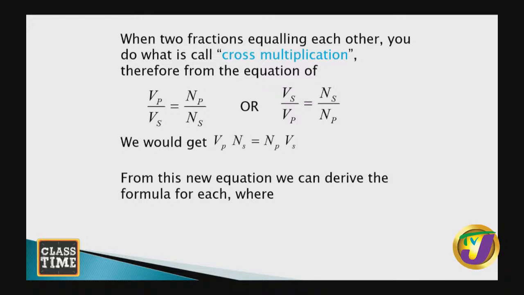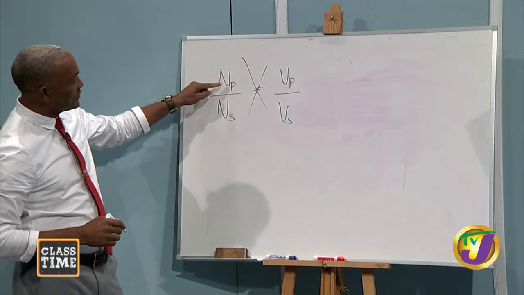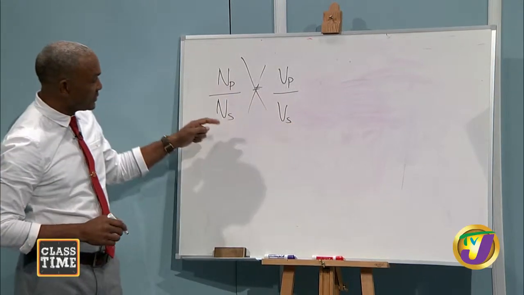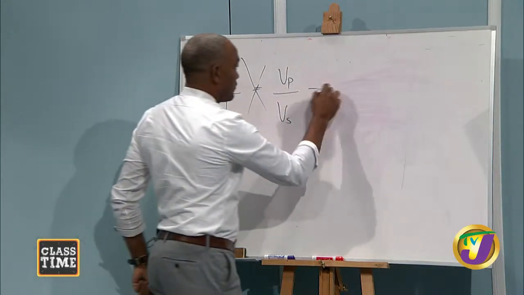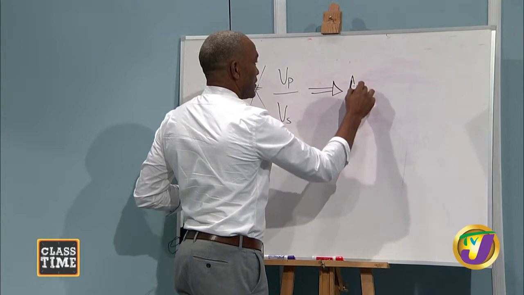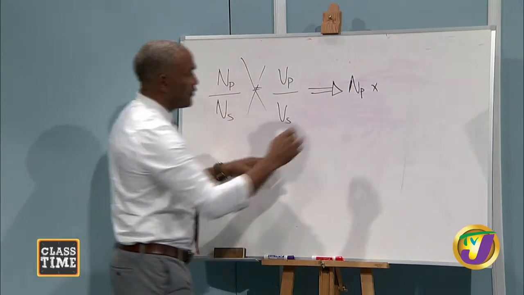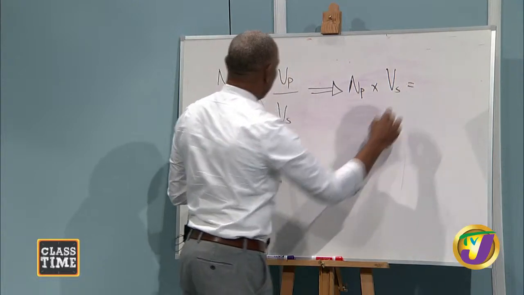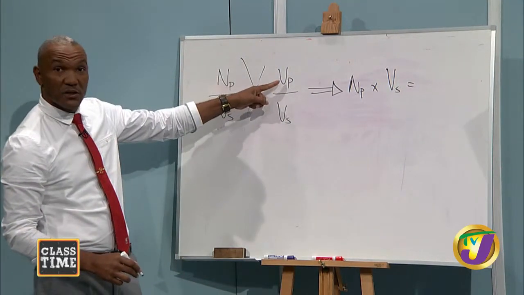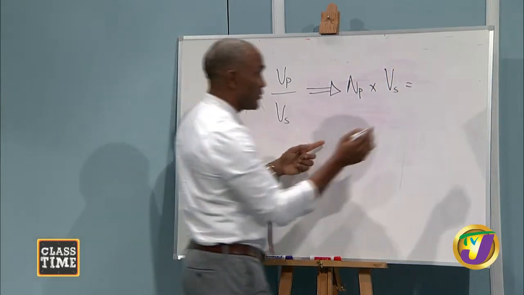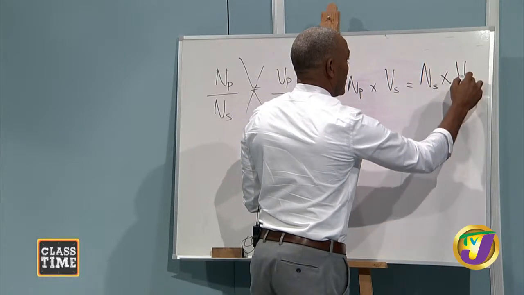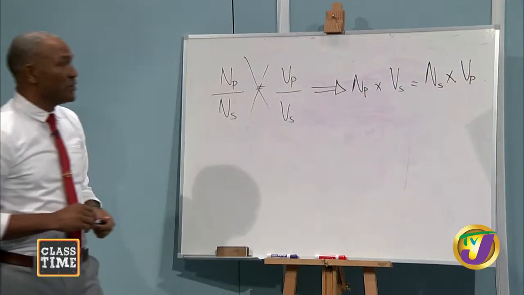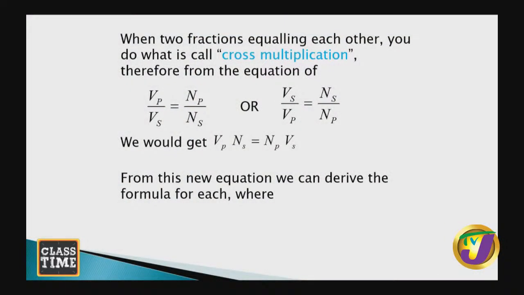So when a fraction equals another fraction, we do what is called cross multiplication, right? So now I'd have this part multiplied by this part. What do we have right here? We have Np, so this would give me Np multiplied by Vs is now equal to, you could say Ns multiplied by Vp, or you could say Vp multiplied by Ns. It matters not which one of them you put first. So I could have Ns multiplied by Vp. All right? And that would be your equation coming from what we have as fractions.